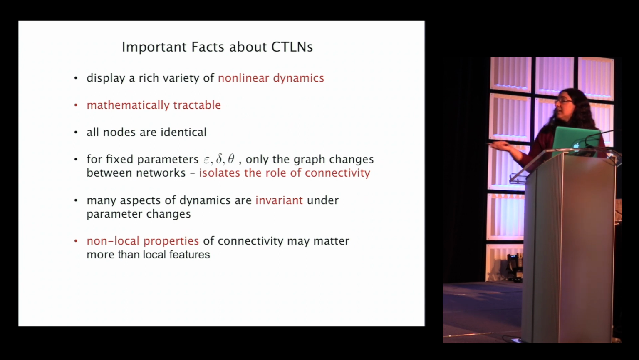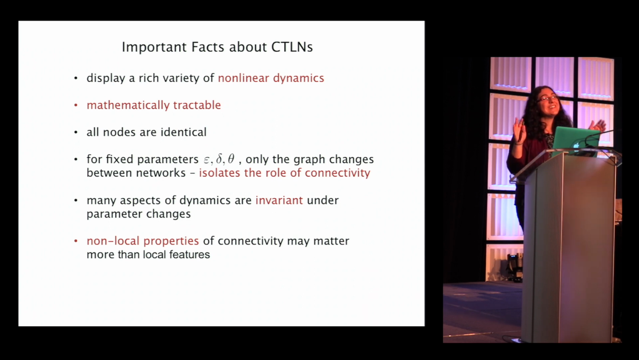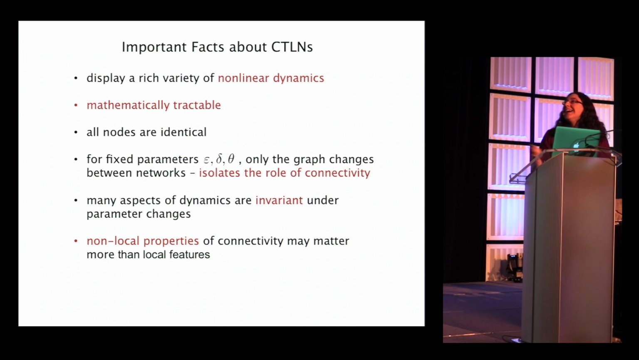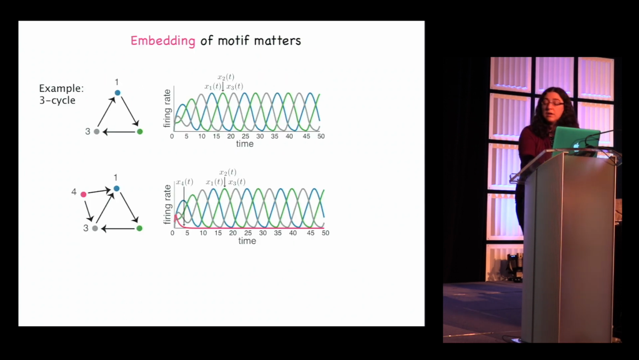And one of the things that I hope I'll convince you of today is that many aspects of the dynamics are actually independent of these parameter choices within those legal parameter regimes that I showed you before. So I'm going to show you basically proofs. I'm not going to show you proofs, don't worry. I'm going to show you results that have been proven that basically show only the graph is controlling that aspect of the dynamics. And another thing that's quite interesting that you can see in this model is that non-local properties of the dynamics are really important.